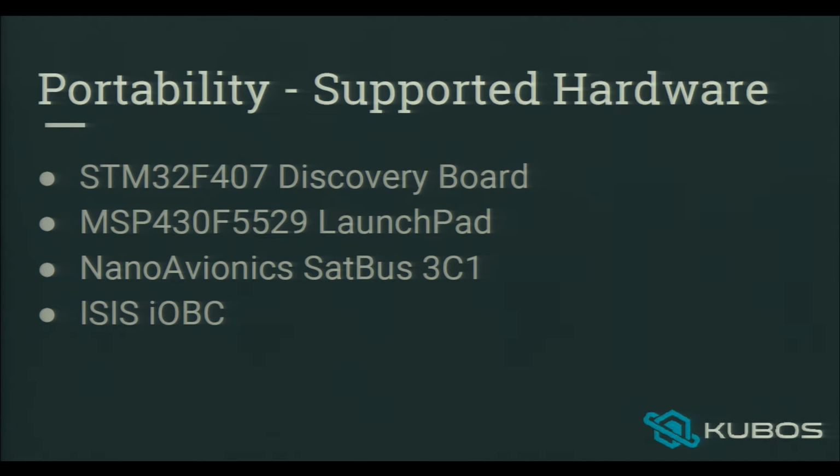So going with portability, I would be remiss not to talk about what we are portable on. These are the hardware platforms that we support right now. The first two, the Discovery Board and the Launchpad, are both dev kits. The nice thing about these is that they are really cheap. Anyone could go buy one off the internet and start running our software really quickly. Both of those run the RTOS variant of our stack. The third one, the Nano Avionics SatBus 3C1, is a CubeSat OBC, and that also runs the RTOS variant. And then this last one, the unfortunately named ISIS IOBC, is a platform we're currently working on. This will be the first platform that supports our Linux stack.